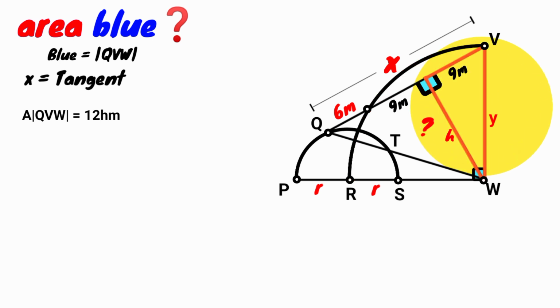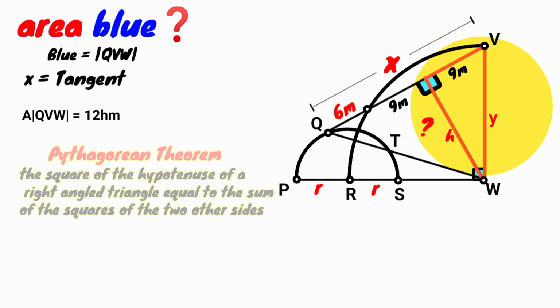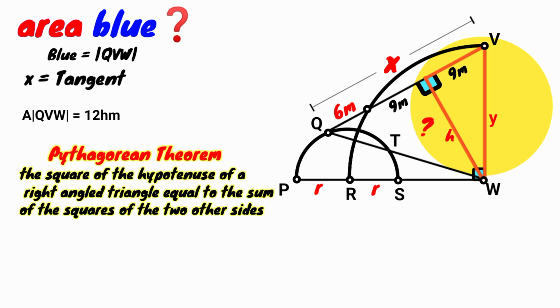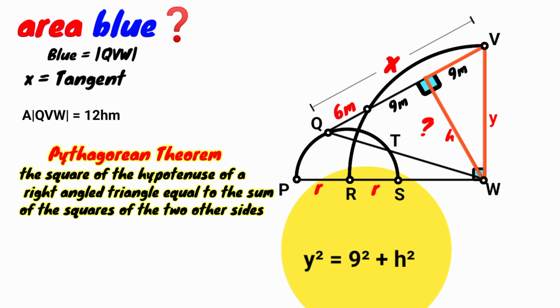We look at this triangle. It is a right angle triangle. We use the Pythagorean theorem on it. The Pythagorean theorem states that the square of the length of the hypotenuse of a right angle triangle is equal to the sum of the squares of the lengths of the two other sides. The hypotenuse is the side facing the right angle, which is this here. So applying the Pythagorean theorem, it is y squared equal to 9 squared plus h squared. 9 squared is 9 times 9, which is 81. So y squared equal to 81 plus h squared.